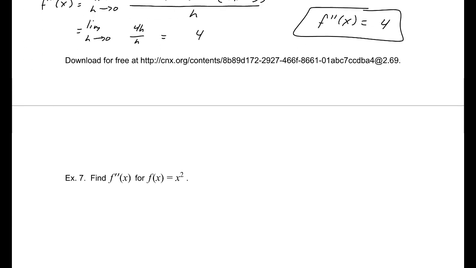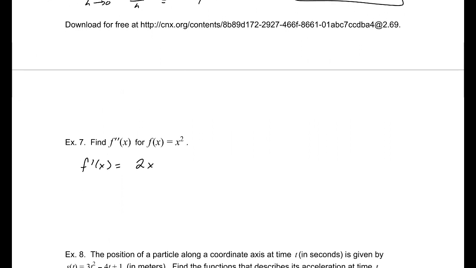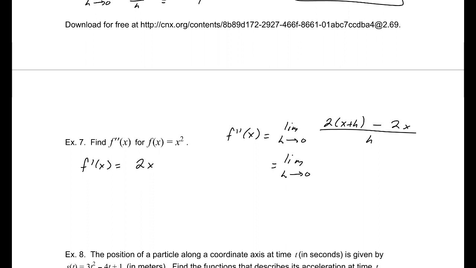Find f double prime of x squared. Now, we actually found f prime previously. It was the very beginning of this, and that function was 2x. So let's just go ahead and use that. So f double prime is the limit as h approaches 0 of f prime of x plus h, so 2 times x plus h, minus f prime of x, over h. All right, the 2x's cancel out, so we get a 2h over h, and that slope will be 2. So f double prime of x equals 2.